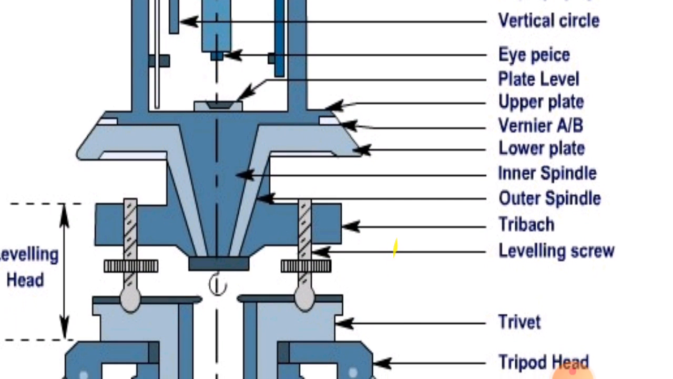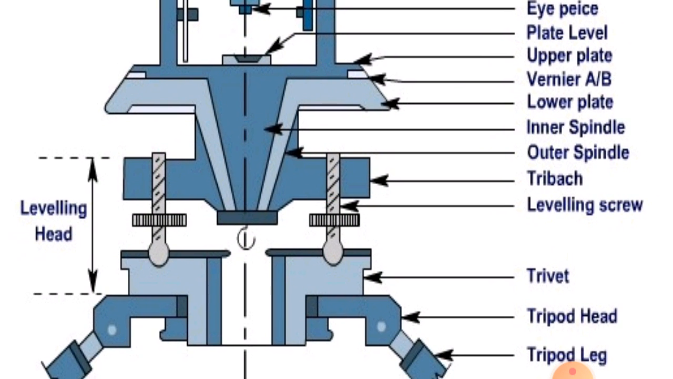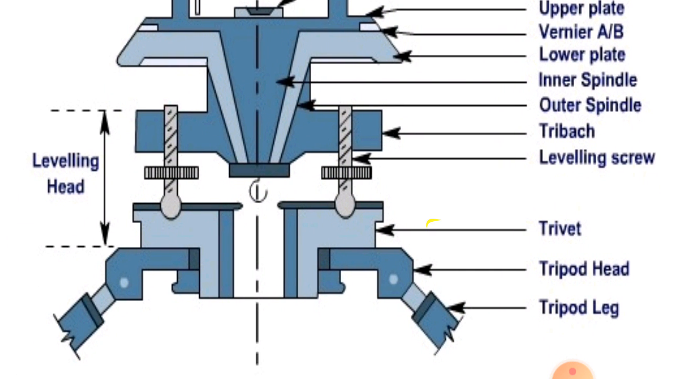Then after, inner spindle and outer spindle are required to rotate the instrument in a horizontal direction. And then after, leveling screw. The leveling screw is provided to level the entire theodolite, to check whether it is perfectly leveled or not. If not, then we rotate the screw in clockwise and anti-clockwise direction, and then we fix the level.